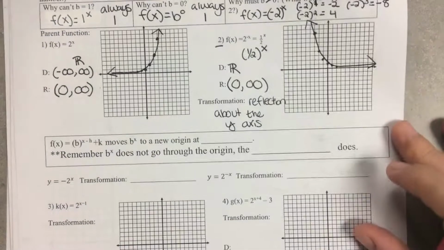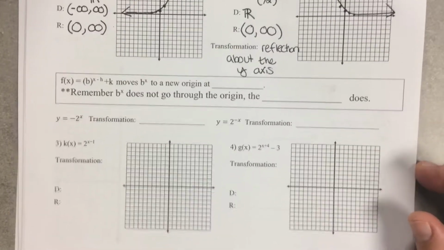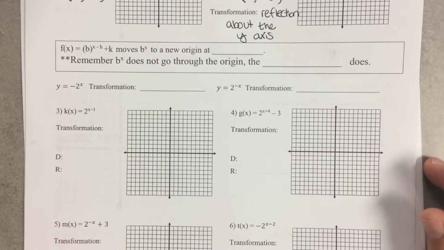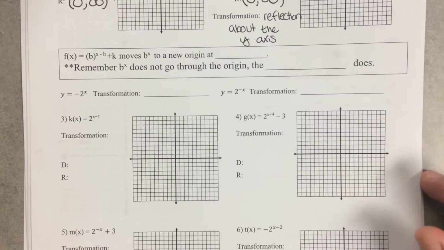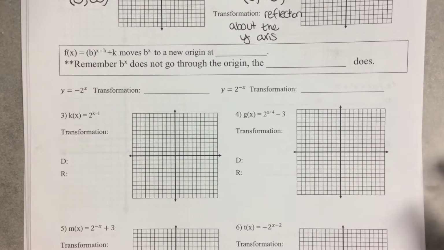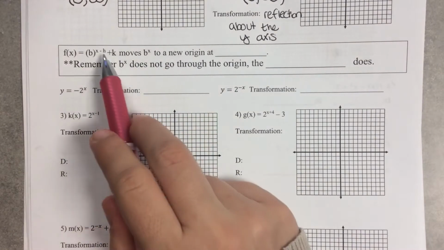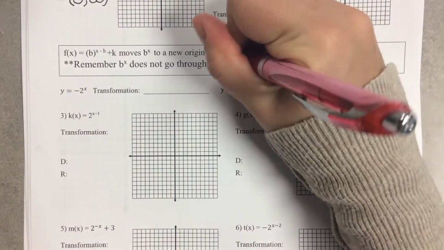All right, ladies and gentlemen, we're going to throw h and k into this. Remember, we've seen h and k before. We've seen it with our lines. We've seen it with parabolas. We've seen it with absolute value functions. So now we're going to do the same thing with our function 2 to the x power. So this is going to move to a new origin at the point h, k.